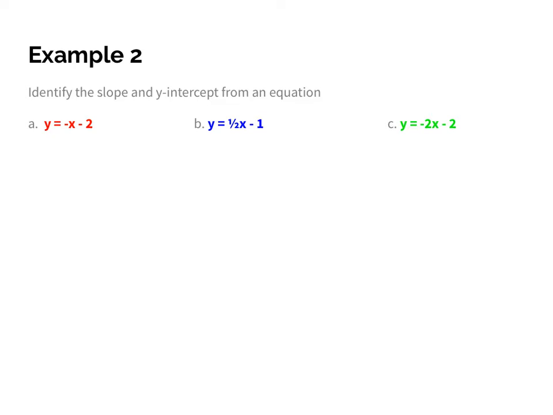So again, slope-intercept form is y equals mx plus b. So the two things we're looking for are m and b. M is the slope, b is the y-intercept. So m is always attached to x, b is always by itself, as long as our y is alone on the left side. So in this first example, I have y equals negative x minus 2.